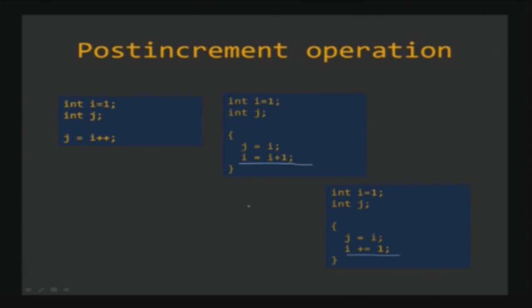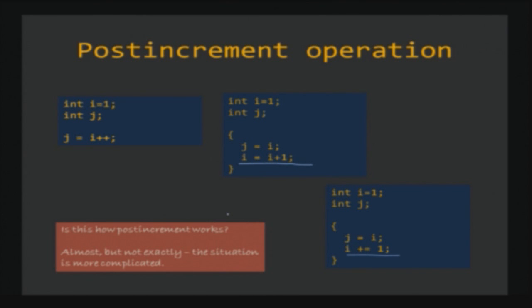So, contrast this with the pre-increment operation. There, i = i + 1 will be done before j = i. Here, j = i will be done before i = i + 1. So, can we say that this is exactly how post-increment works? And the answer is yes. In this particular case, this is exactly how it works.